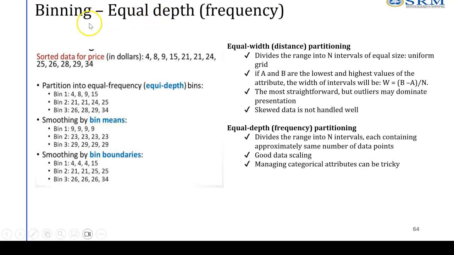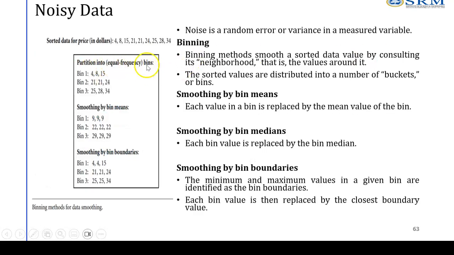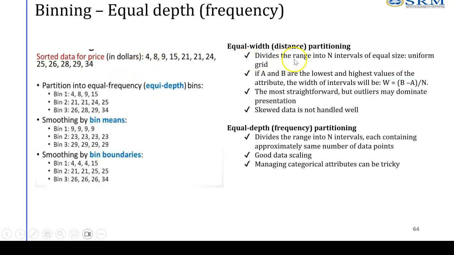Okay. Then the next one is, you have two more types: equal width partitioning and equal depth partitioning. Let us see about equal width partitioning first, then equal depth partitioning. Here, equal width partitioning divides the range into n intervals of equal size. This is what we saw in our previous equal frequency bins.